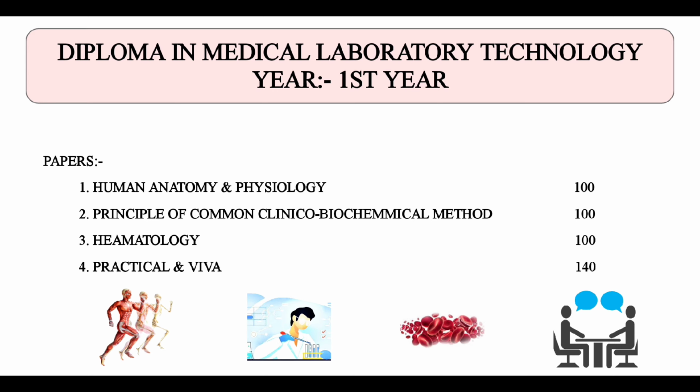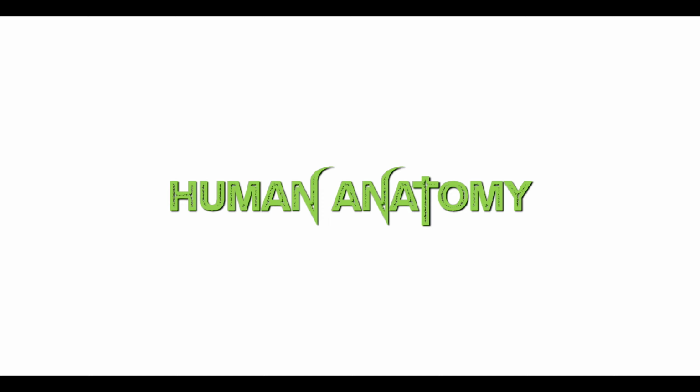The minimum marks for distinction in an individual subject is 70% in the subject concerned, and pass marks in each subject is theory 50%, which is 50 marks, and practical and viva 50%, which is 70 marks. Now we're going to discuss each subject separately. First of all, we start with human anatomy.